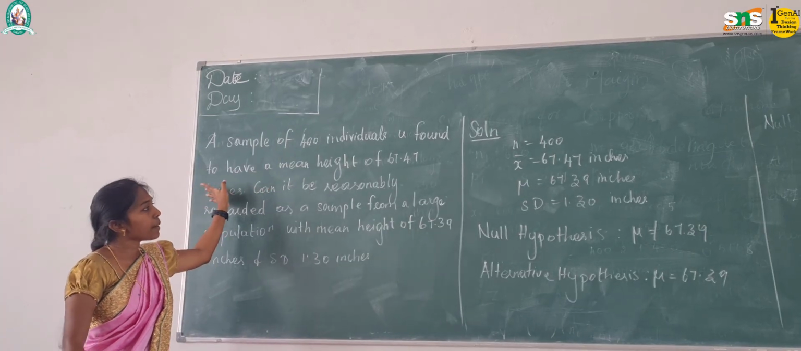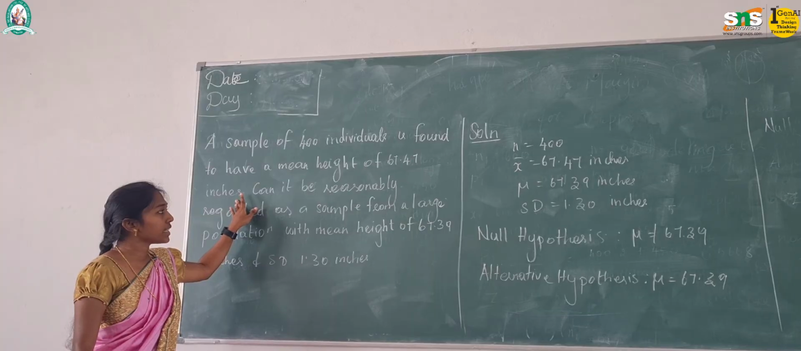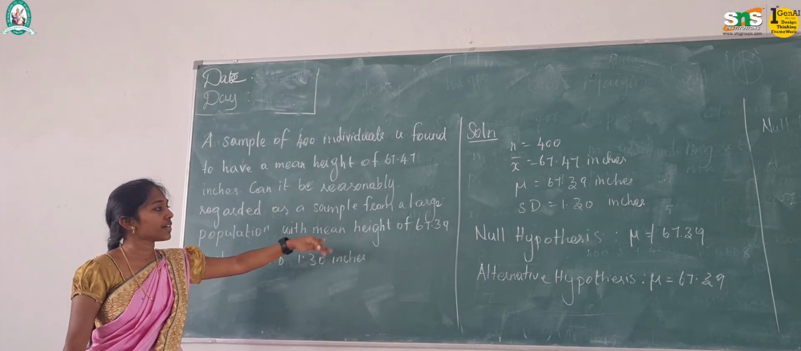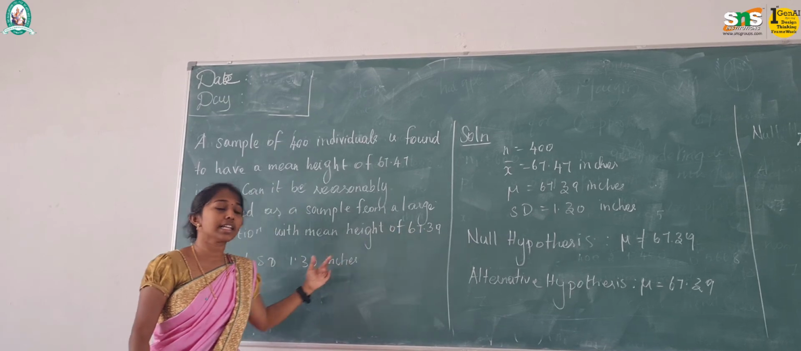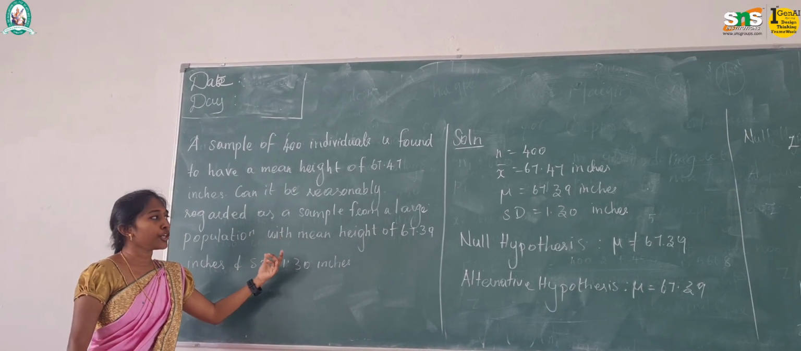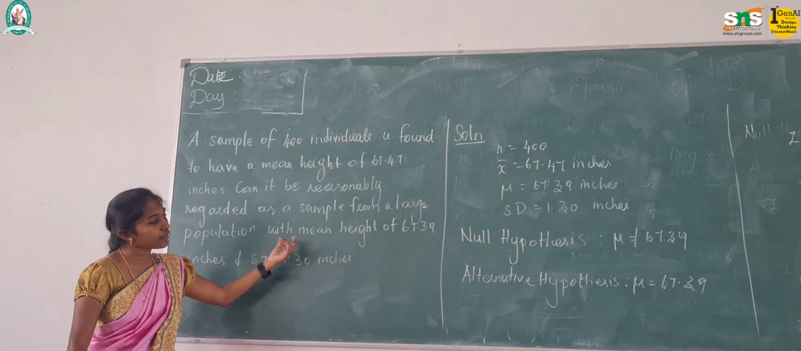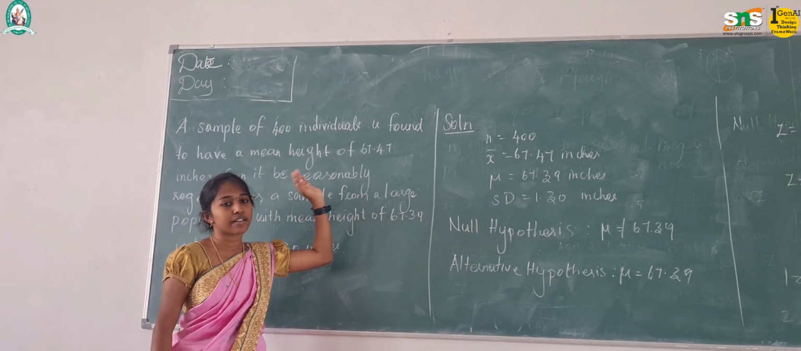The sample mean is given as 67.47, and we have to test the population mean, which is 67.39, and the standard deviation is also given as 1.30. So in this problem we are going to test the population mean of 67.39. First we are going to define the terms given in the question.